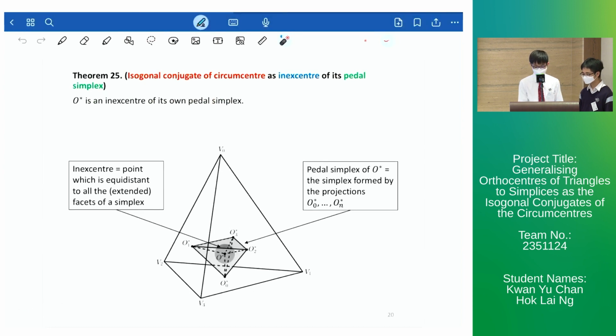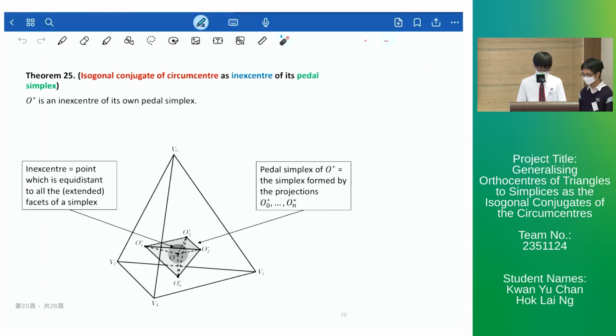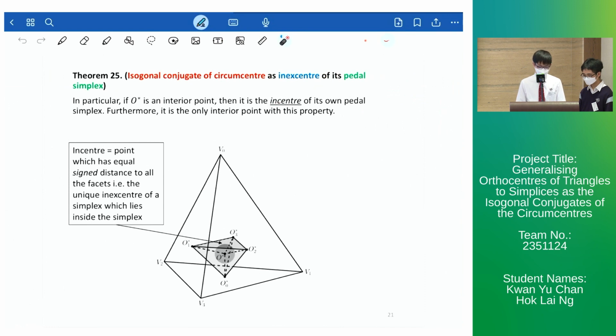Firstly, O star is an index center of its own pedal simplex. Here, an index center of a simplex is a point which has equal distance to all the facets. And the pedal simplex of O star refers to the simplex whose vertices are the projections of O star onto the extended facets. Moreover, in the case where O star is inside the simplex as shown, it is actually the in-center of its own pedal simplex, and also is the only interior point with this property. Here, the in-center of a simplex is the unique point which has equal signed distances to all the facets of the simplex.